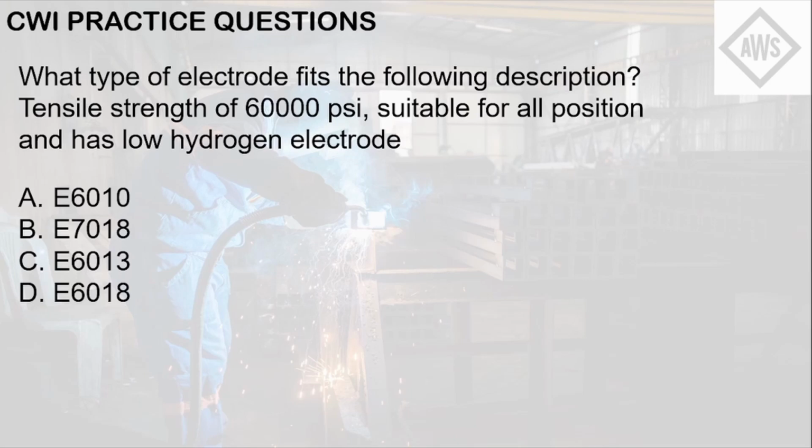For letter B, you can automatically cancel that out because 70 pertains to 70,000 psi strength for that welding electrode. E6013 might be the correct answer, but what does the number 3 mean for that last digit? Letter D, E6018. That is the correct answer because the last digit 8 refers to the low hydrogen electrode. Normally for low hydrogen electrodes, the last digit for SMAW ends with 5, 6, or 8. So that denotes a low hydrogen electrode.